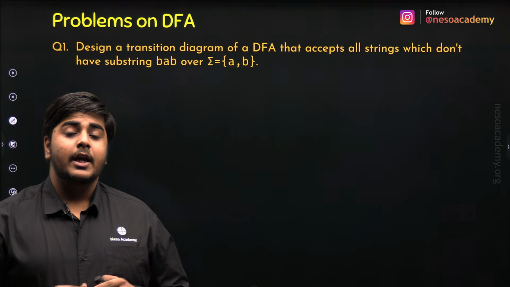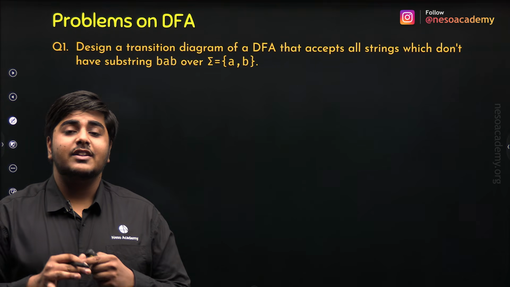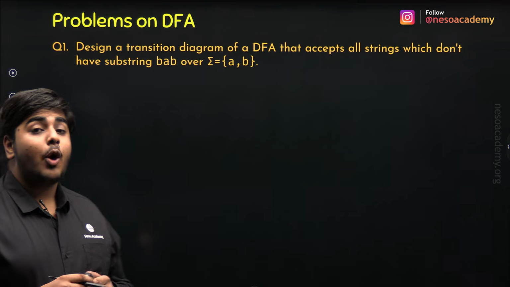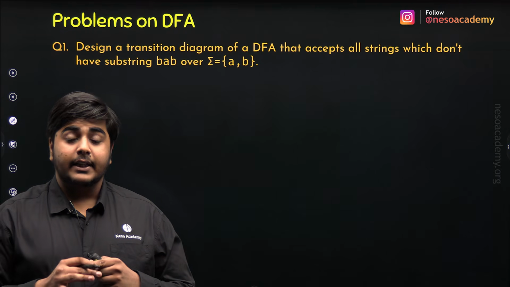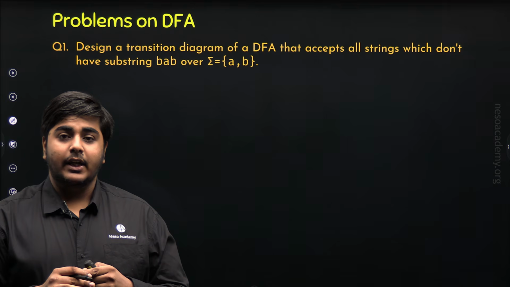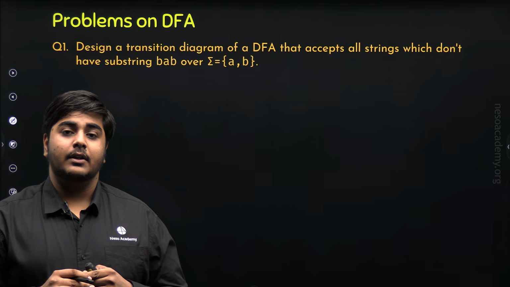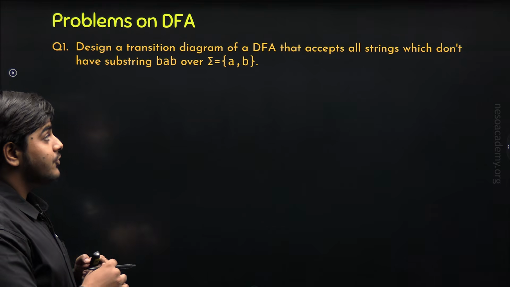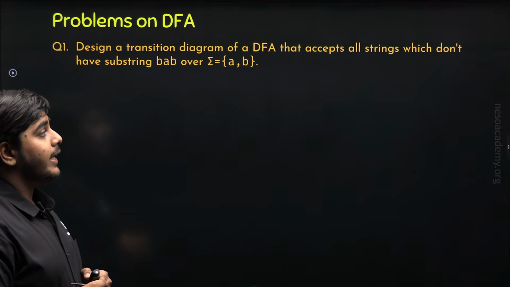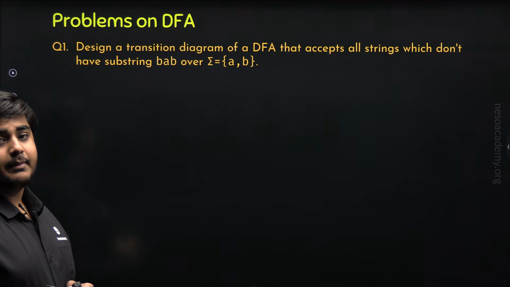Now, if you remember, in the previous lecture, we have solved a problem which was the exact opposite of this problem. There we have constructed a DFA for accepting the strings which have the substring BAB. And here it is required to construct the DFA to accept the strings which don't have the substring BAB.